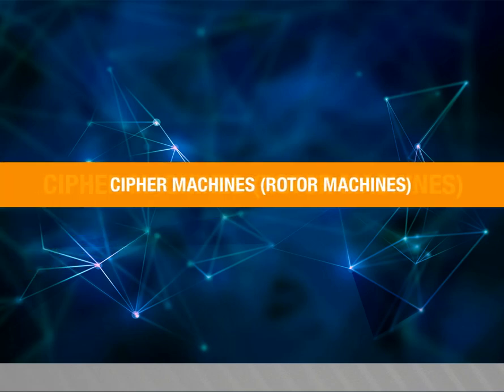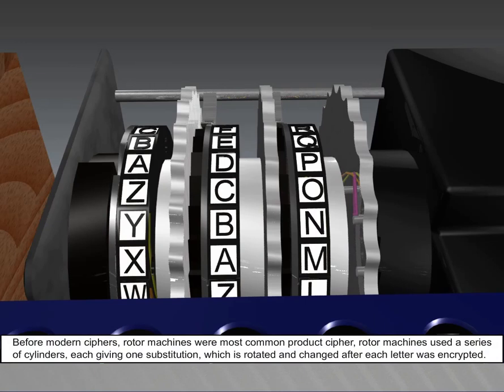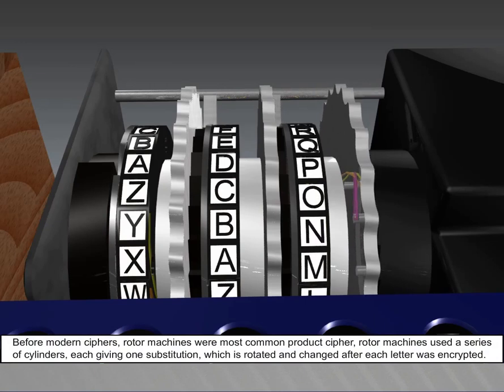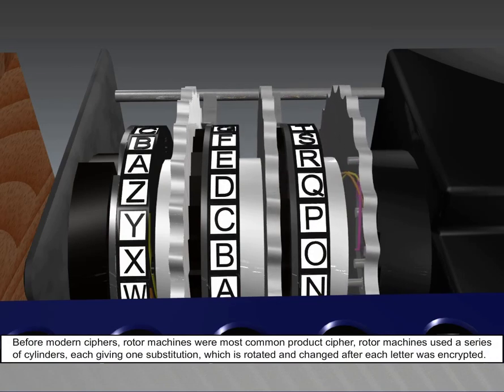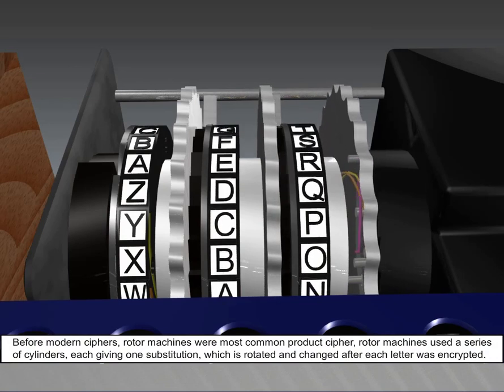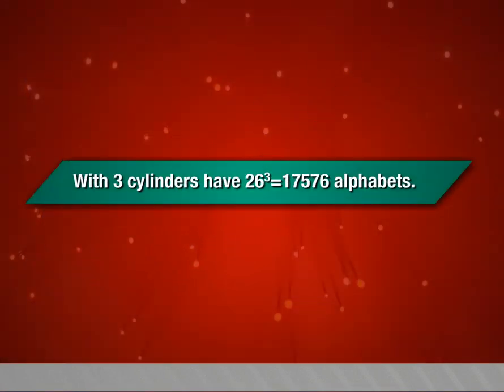Cipher machines, that is rotor machines. In this video, we are going to learn about cipher machines. Before modern ciphers, rotor machines were the most common product cipher. Rotor machines used a series of cylinders, each giving one substitution, which is rotated and changed after each letter is encrypted. With 3 cylinders, we have 26^3 = 17,576 alphabets.